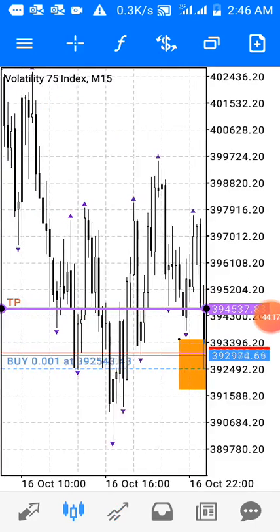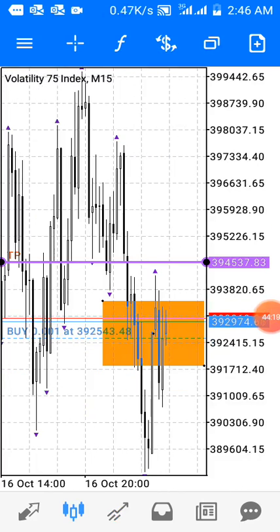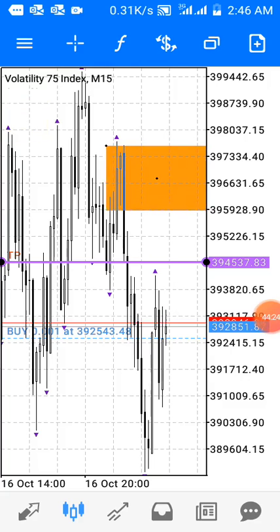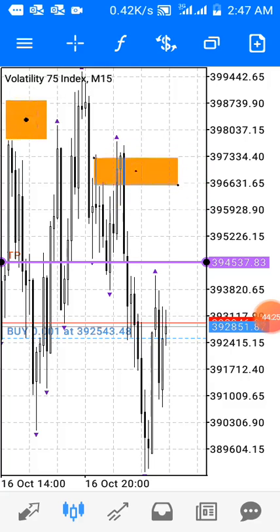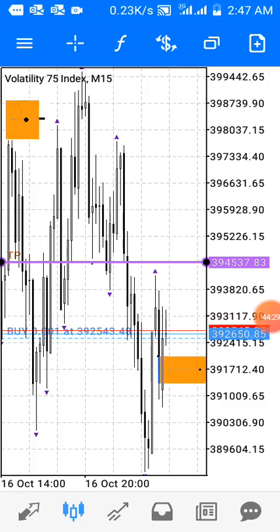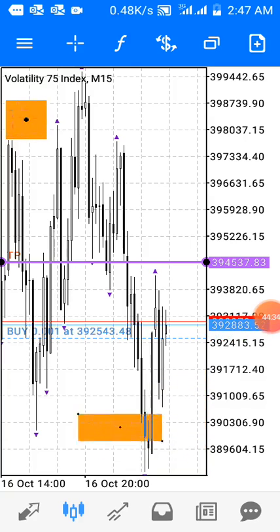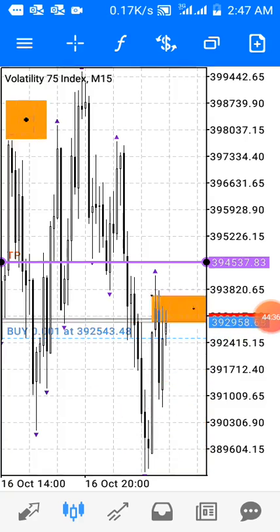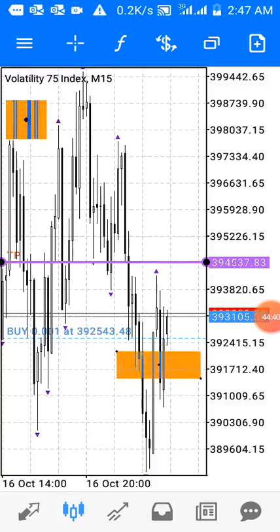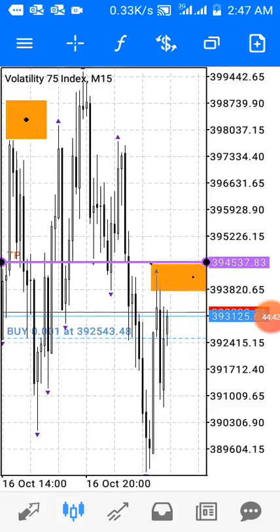So let me make a recap. Ensure you allow price to break out of resistance. Like this is resistance, this is another resistance, this is support. Now we have a support here. Now this is another support. And this is a resistance. So make sure price breaks out of resistance or support before you take your trade.